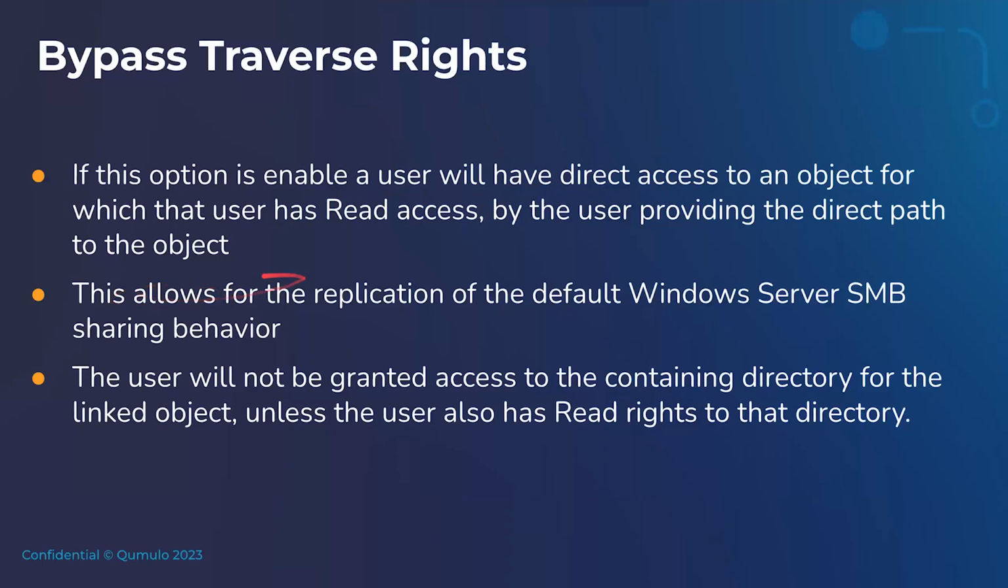It's usually turned off by default on a Mac. The reason for this is that if you're replacing some Windows servers with Qumulo, this is how Windows Server works out of the box. So if you have mysterious failures in access because you replaced a Windows server with a Qumulo cluster, you probably have to turn that option on. The user that can get to the object won't necessarily have access to everything else in that directory, though. They only have access to objects that the user has read rights to and knows the path to.